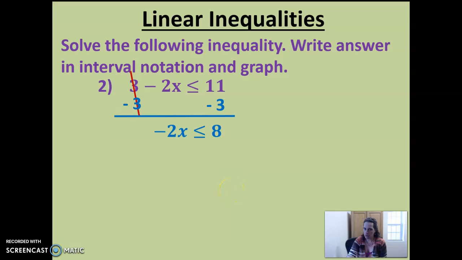Now with these videos, you can pause me. I'm going to run through them kind of quickly here, but you can absolutely pause, write down, rewind, fast forward, whatever you need to do. Okay, so negative 2x is less than or equal to 8.